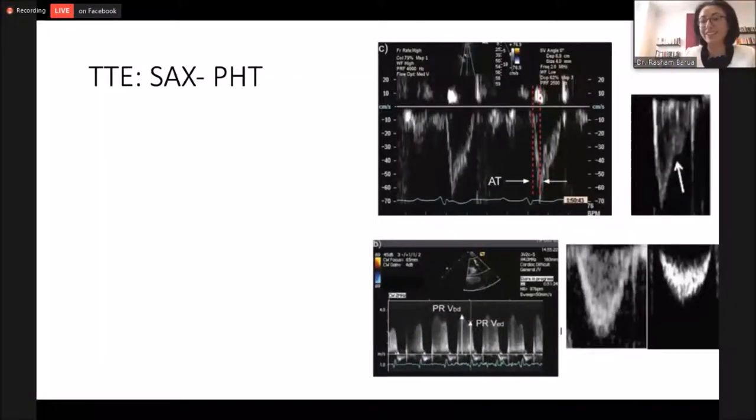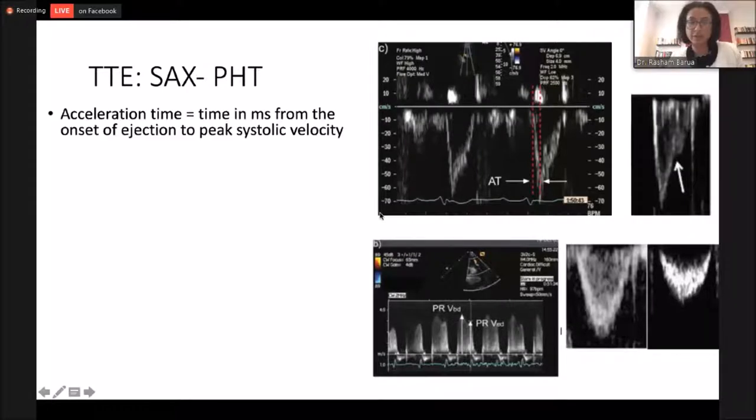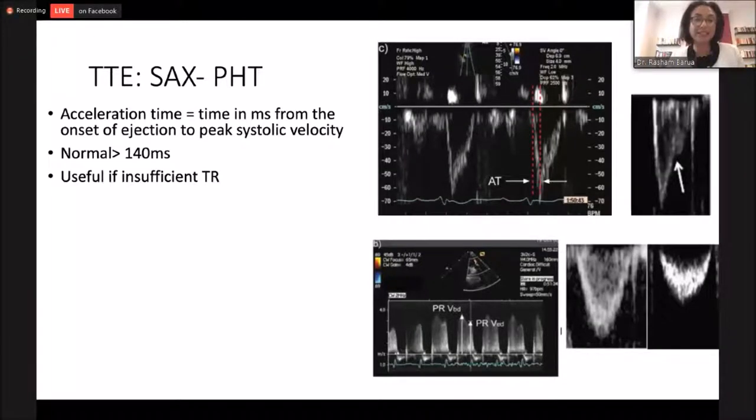So we've just had a fantastic talk about pulmonary hypertension, and in that we heard about the notching, which can be mid-systolic or it can be late as a sign of the pulmonary hypertension. We can also look at acceleration time. So that's the time in milliseconds from the onset of ejection to the peak systolic velocity, normally 140 milliseconds.